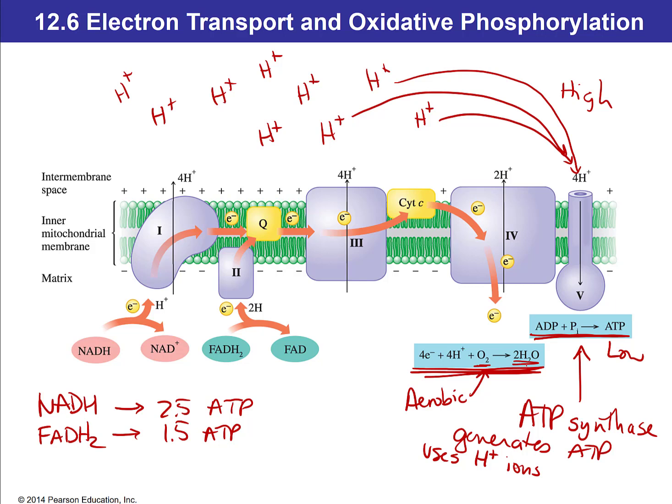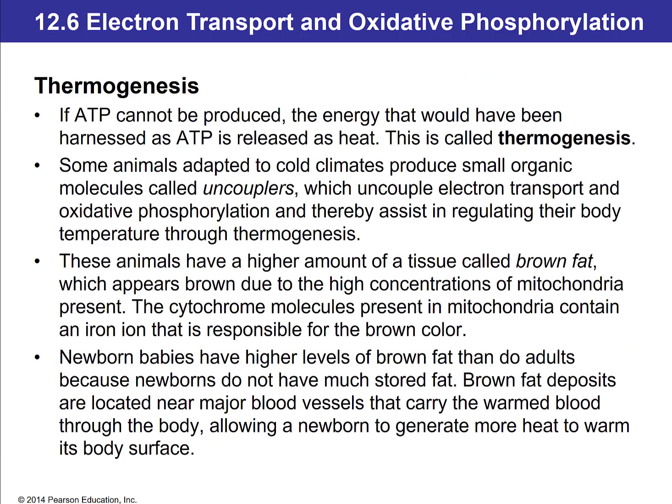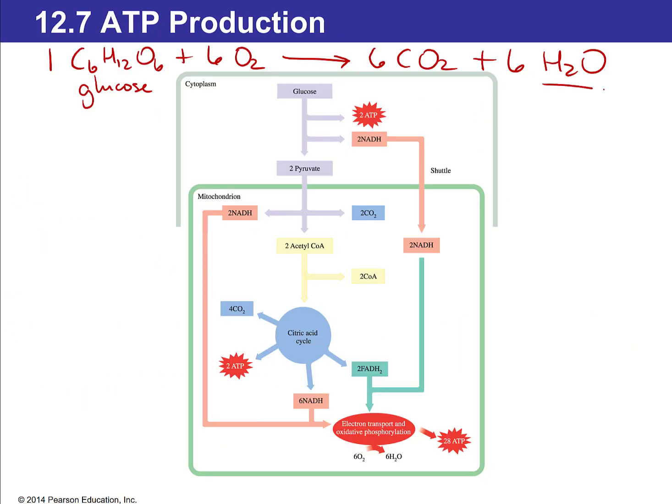And look what it makes. It makes water. So that is on the product side. In our summary reaction, here's the water. So that's formed in the mitochondria. Carbon dioxide, remember, actually gets clipped off primarily in the citric acid cycle.